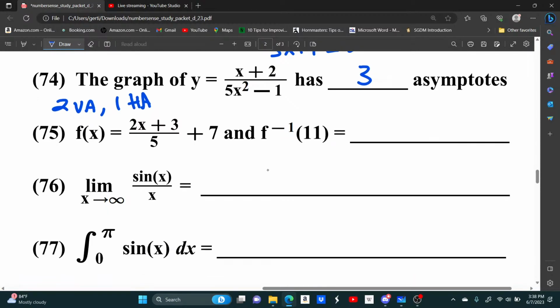All right, finding the inverse function of 11. So when you get something like this, you can just set this equal to 11, and then solve for x. So 11 minus 7 is 4, 5 times 4 is 20, 20 minus 3 is 17, so this is just going to be 17 over 2.